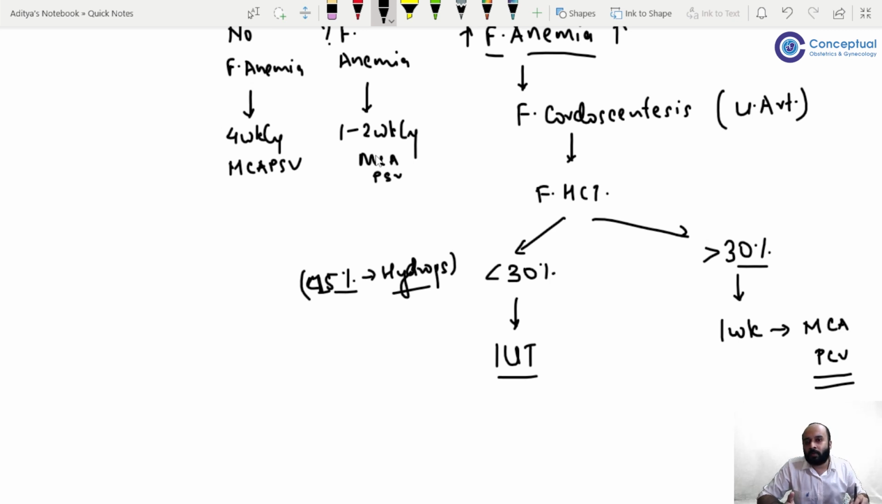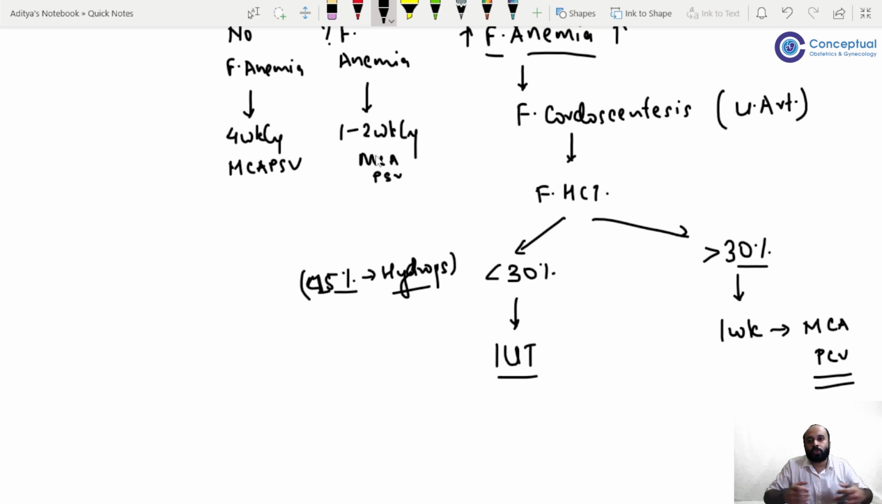Why does it happen? Because if there is significant anemia, the heart has to overfunction to ensure that whatever little blood and RBCs are left in the body are sent throughout the body. Now that the heart is overfunctioning, at some point it is going to get overwhelmed and tired, and at that point it will fail. It will go into cardiac failure, and that will lead to all the back pressure changes, which we call congestive cardiac failure in adults.